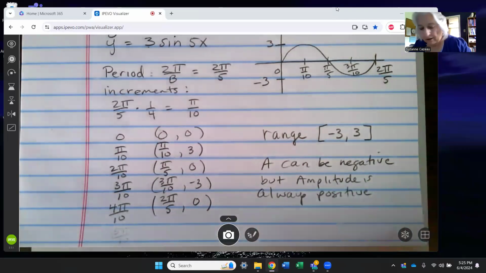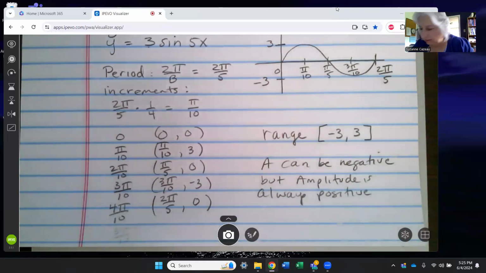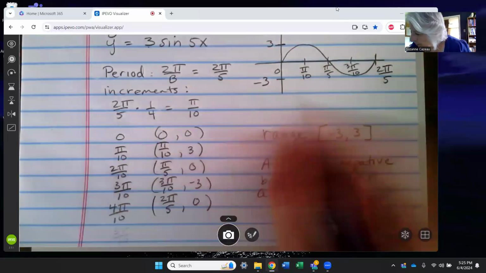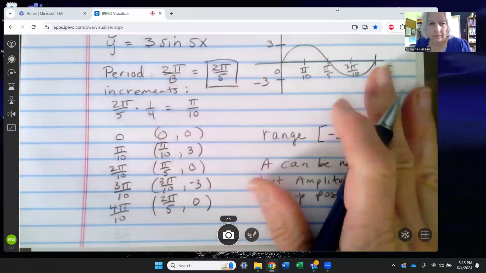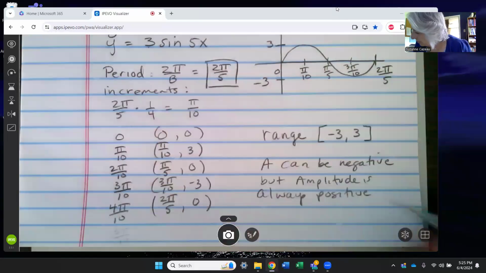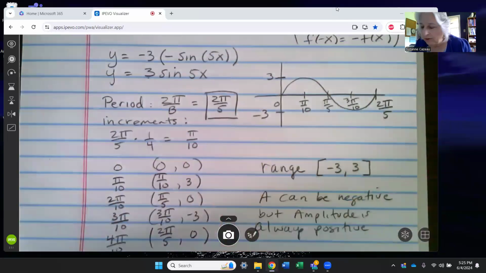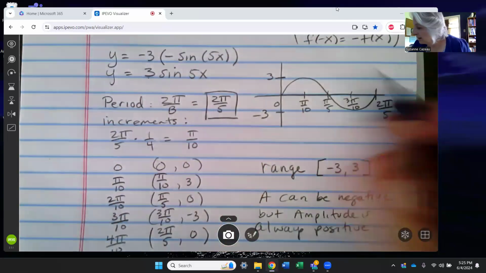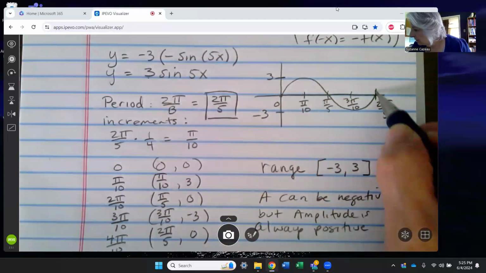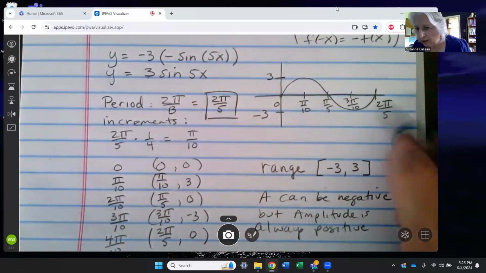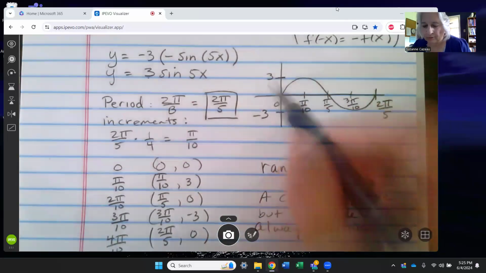Okay. What else? Number 12. Amplitude, range, period, quarter points, and graph. So we've answered all the questions. The period is 2 pi over b. And these are your quarter points and the range. And there's your graph. When you're picking your graph, make sure you're wiggling the right way. Make sure you're going through the origin. If you are, you can check that point. Make sure that your period is correct and that your amplitude is correct.